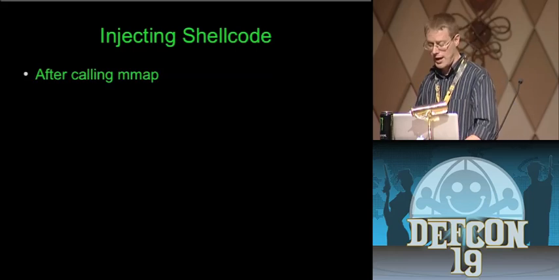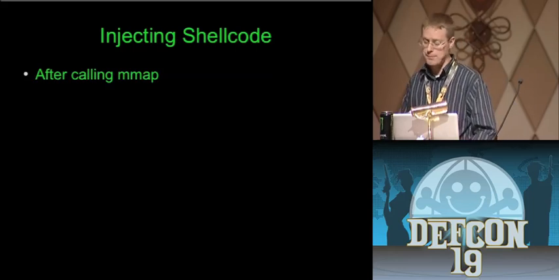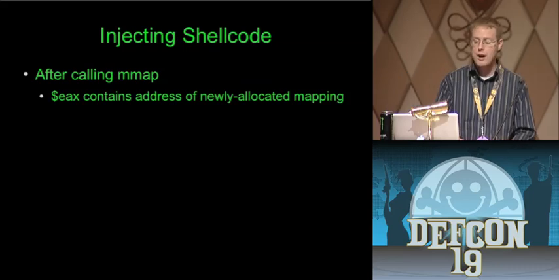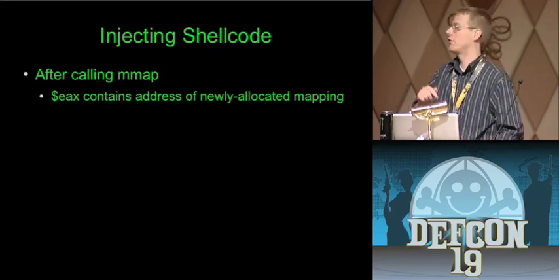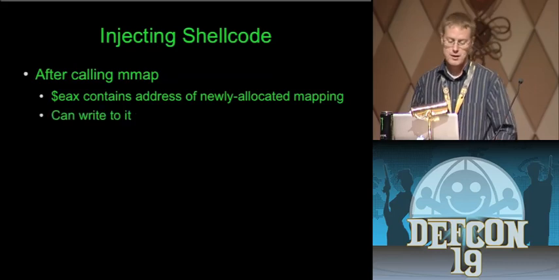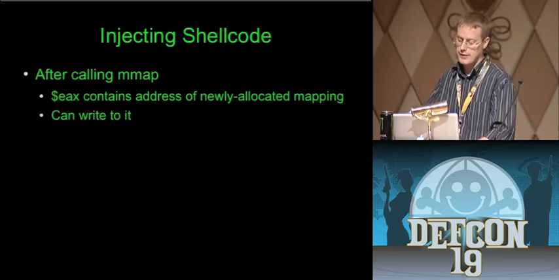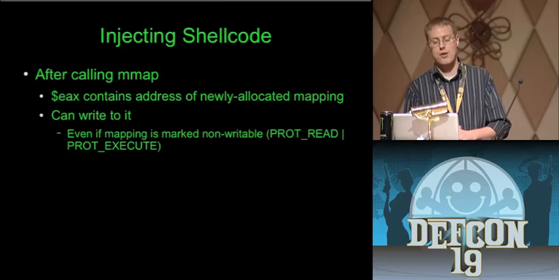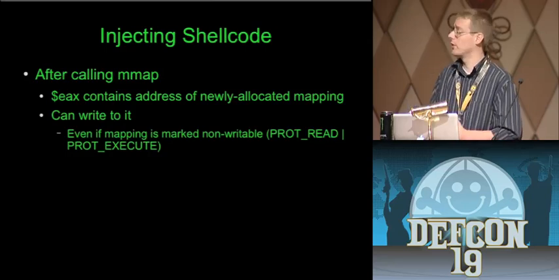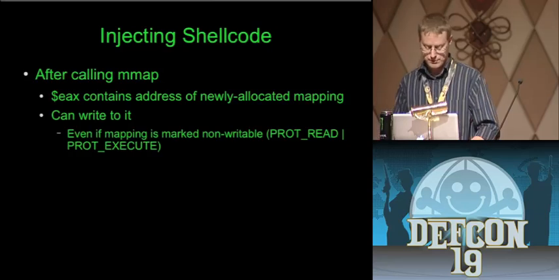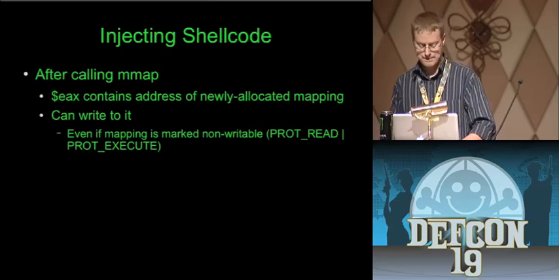So after calling mmap, we now have a newly allocated mapping, and the EAX register contains the address of that newly allocated mapping. And this right here is the new technique, by the way. I forgot to mention that. You can write to that newly allocated mapping, even if the mapping is marked non-writable. Even if it's marked read and execute, or just read only or execute only, you can write to it. Because with ptrace, you're God.